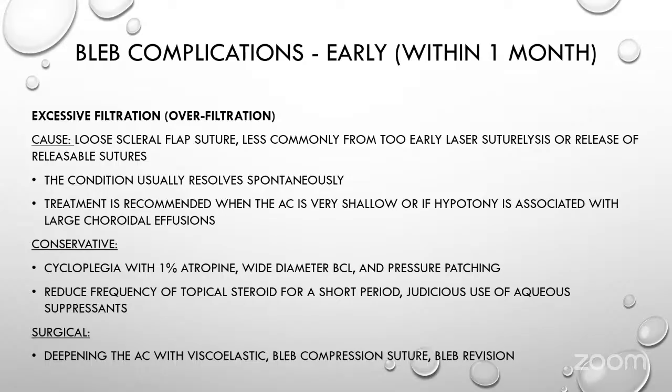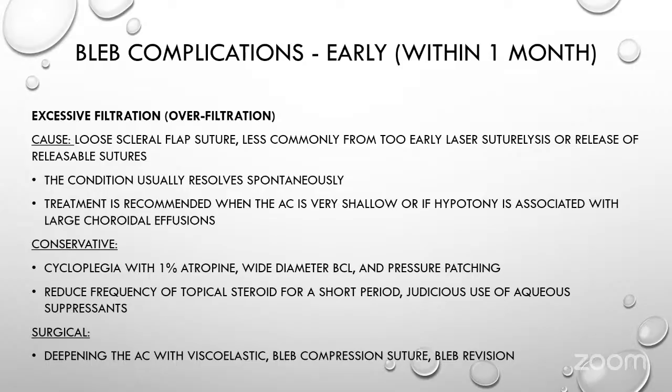However, if the overfiltration is not resolving, or you have practically a flat anterior chamber, you need to surgically intervene, because we also know that hypotony with shallow anterior chamber is a risk factor for malignant glaucoma. If the AC is too shallow or flat for a long time, the patient may develop malignant glaucoma, aside from all the attendant problems that may occur from a flat anterior chamber: corneal decompensation, cataract formation, peripheral anterior synechia, just to mention a few. So we need to deepen the anterior chamber.